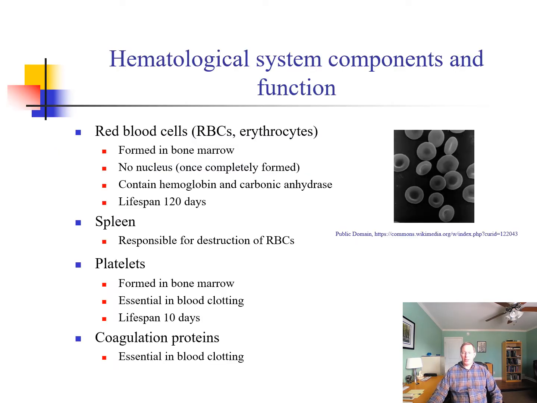Now, the hematologic system has several components. First and foremost are the red blood cells, or erythrocytes. These are biconcave disc-shaped cells that are pretty small. They're generally about 6 to 8 micrometers in diameter, although they can deform. They're formed in the trabecular portion of the long bones predominantly, but also in the pelvis and other areas.